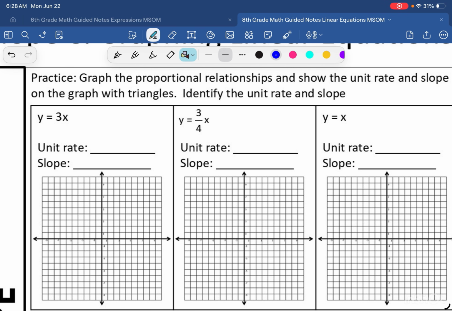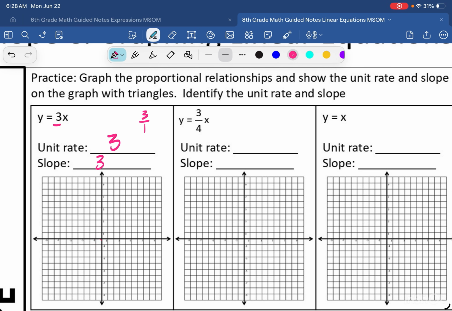Identify the unit rate and slope. So I'm going to do my triangles first and then do my line. It says y equals 3x. That means my unit rate is 3 and my slope is 3. Now that doesn't have a denominator, so when it doesn't have a denominator, it's the same as 3 over 1.